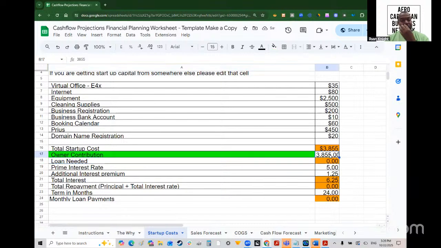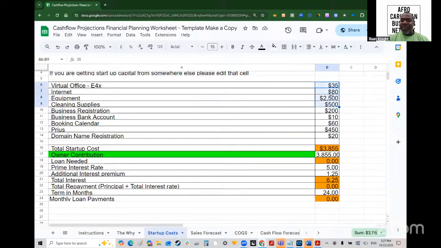So you'll notice that money coming out of my savings bank account would be put into shareholders' equity. And then the asset would be the cash that I'm putting into the bank to make all of these purchases here.